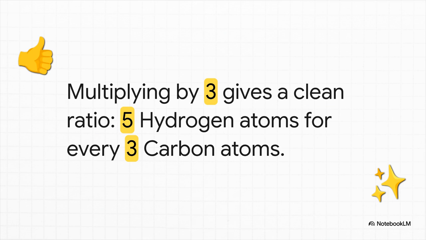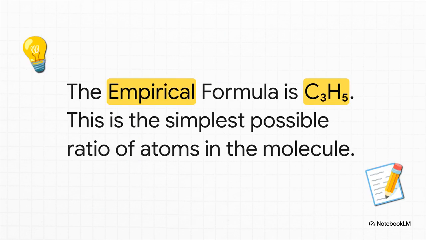We need whole numbers. But if you look closely, 1.67 is really close to 1 2/3, or 5 divided by 3. So if we just multiply our whole ratio by 3, we get a beautiful, clean, whole number ratio. 5 hydrogens for every 3 carbons. And there it is, our first major breakthrough. The simplest possible formula for our compound is C3H5. This is the empirical formula, and it's our first solid lead in this whole case.